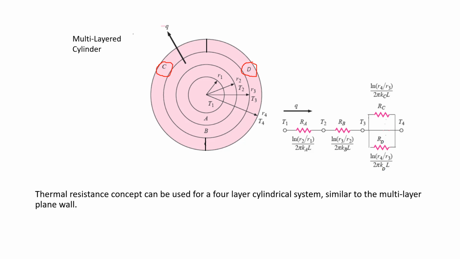But remember, first you have to find R equivalent for these two layers. After finding R equivalent for material C and D, you will get R equivalent for these two materials, and now these new three layers will be in series to each other, and you can easily find the rate of heat flow equation.